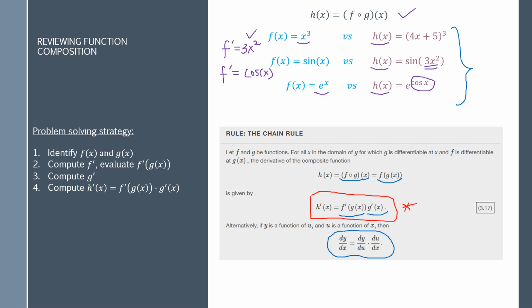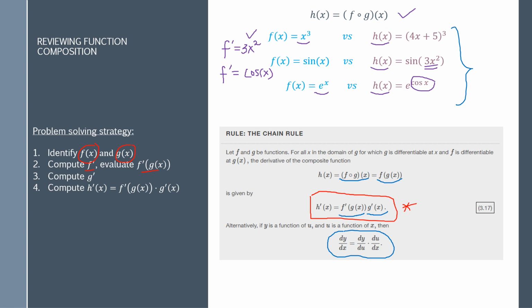So first, we want to identify what these functions are. Okay, so what is f and what is g? And I will refer to f as the outer function and g as the inner function. Okay, then we evaluate f prime at g of x. So compute f prime and then evaluate it at g of x.